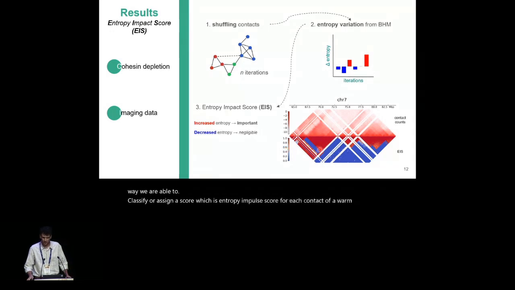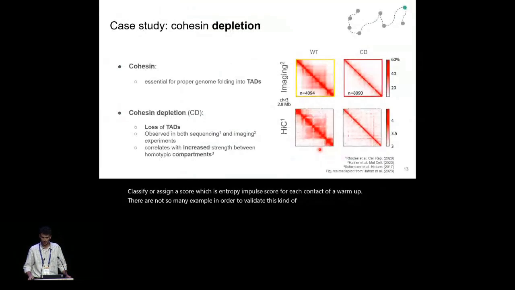There are not many examples to validate this kind of approach because we do not have many examples of structural importance ground truth in Hi-C. But we focused on this one, which is cohesin depletion. As I already mentioned, cohesin is essential for generating TADs. So cohesin depletion is associated with loss of TAD structure, and this has been validated both in imaging and sequencing experiments. Also, though we don't know the rules, cohesin depletion is associated with homotypic compartment interaction, much more compartmental strength, let's say.